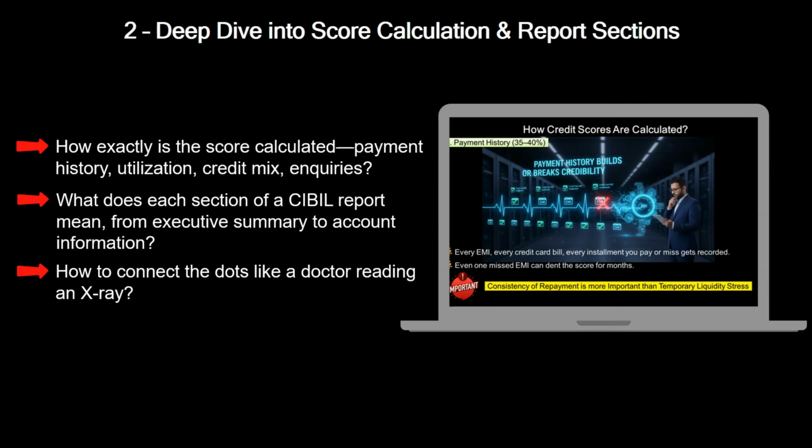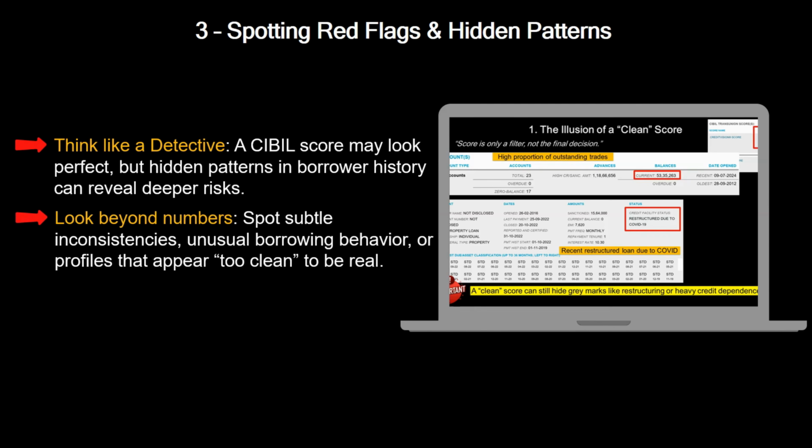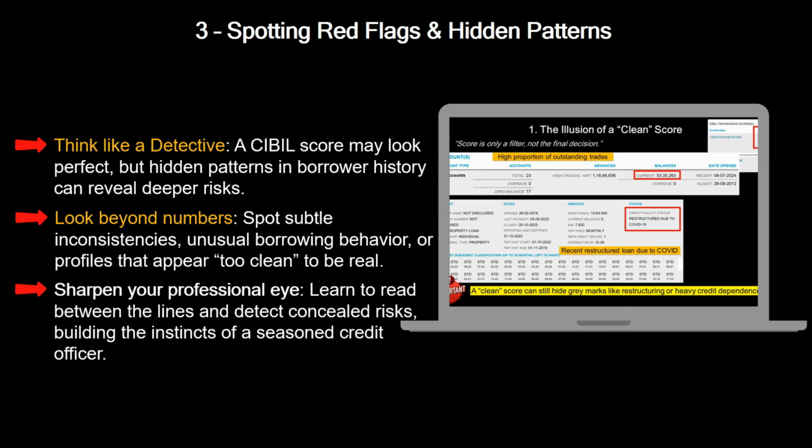The next module is spotting red flags and hidden patterns. Now friends, this is where we step into the shoes of a detective. Because let's be honest, CIBIL reports don't always shout the truth. Sometimes the score looks perfect, yet the borrower's past behavior tells a very different story. In this module, I will show you how to look beyond the obvious. You will learn to identify the quiet warning signals hidden inside every report, that is the subtle patterns that most officers miss. These could be small inconsistencies, unusual borrowing behavior, or a profile that looks too clean to be real.